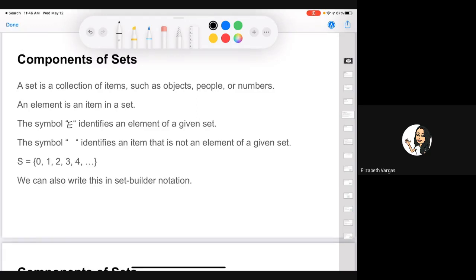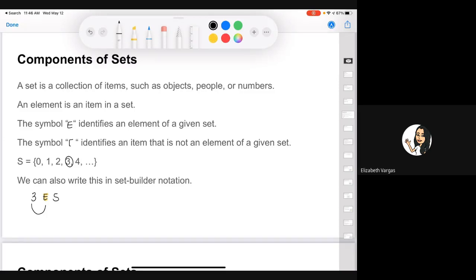So if I see 3 ∈ S, what that tells me is that 3 is included in my set, and 3 is right there. So 3 would be included in my set. This symbol, the E, just tells me that that element is included in my set.